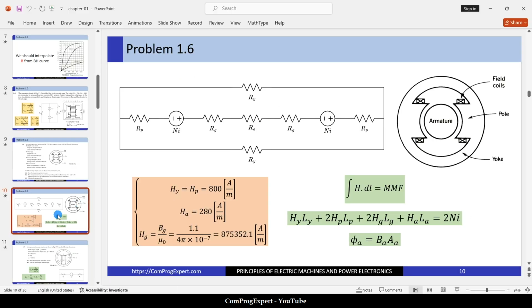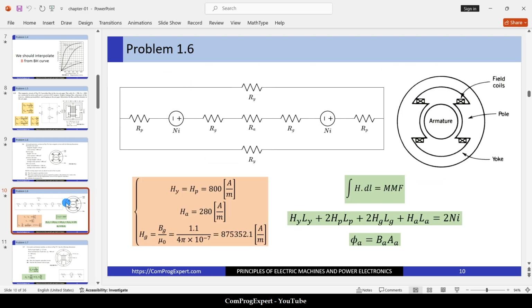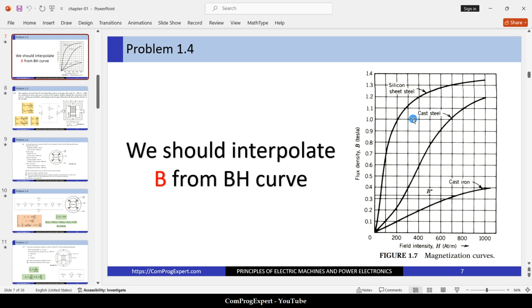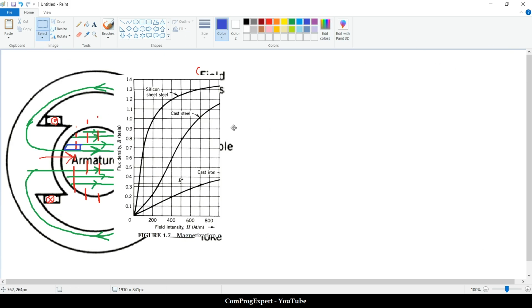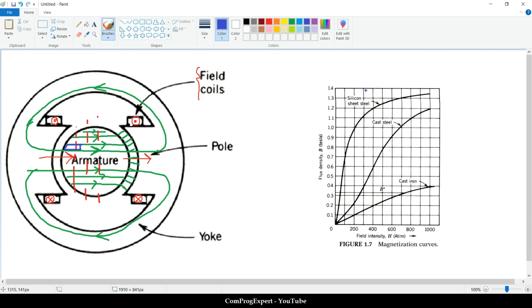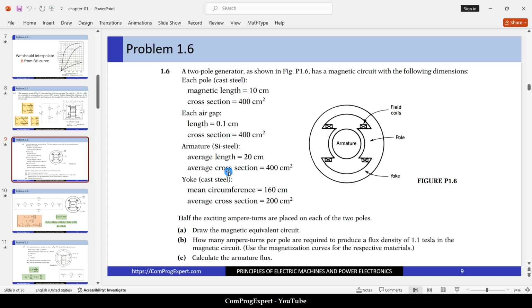So, part B, how many ampere turns per pole are required to build up 1.1 Tesla? We have these two materials in our problem. We have silicon sheet steel and cast steel. Cast steel and silicon steel, these two materials.